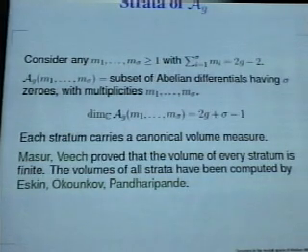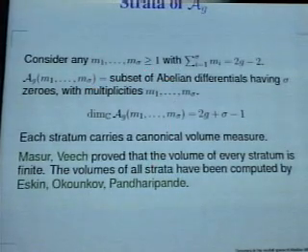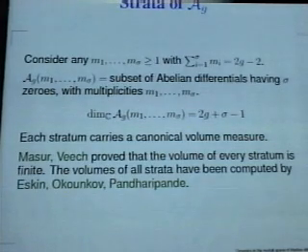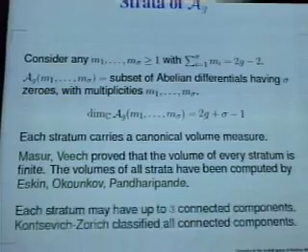The numbers they get are quite curious. In particular, if you have any stratum which corresponds to a surface of genus G, its volume is a rational multiple of 2 pi to the power G. So there's very rich arithmetic structure involved here.